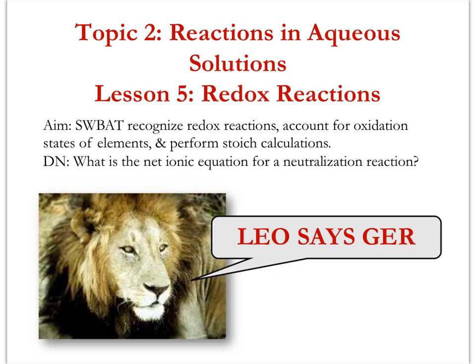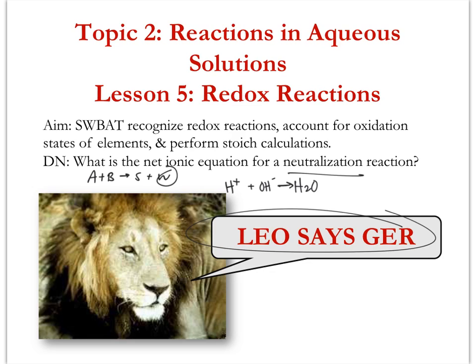So this do now question, what's the net ionic equation for a neutralization reaction? Neutralization reactions occur when you have an acid plus base forming a salt plus water. So the goal is the formation of the water, which is a molecular substance, so that would be present in your net ionic equation. How do you get water out of an acid and a base? You have the acidic part of the acid, which is hydrogen, and the basic part of the base, which is hydroxide.